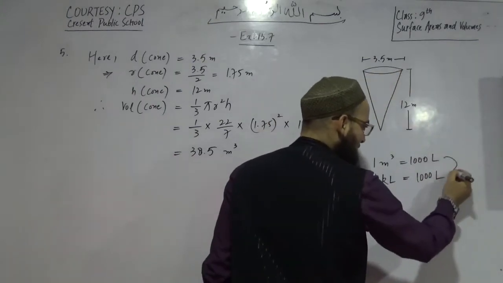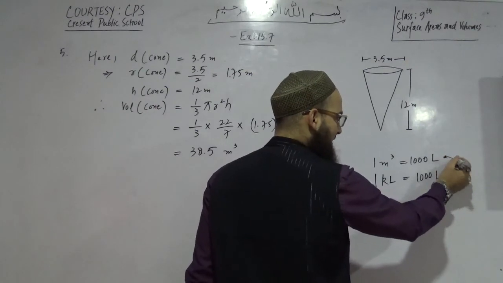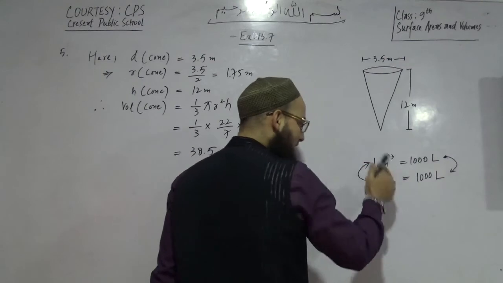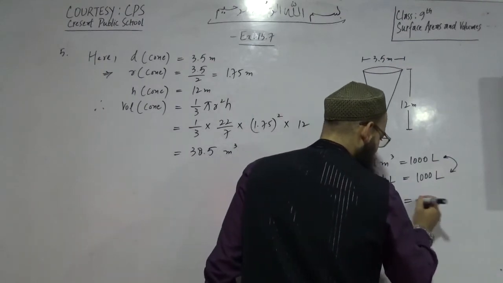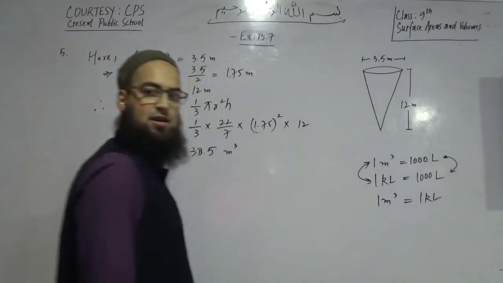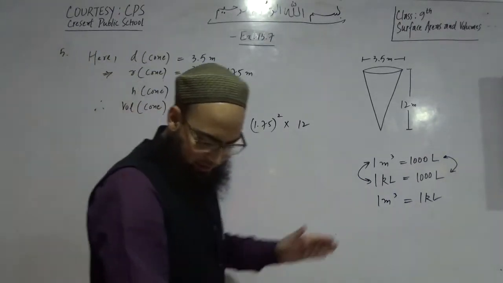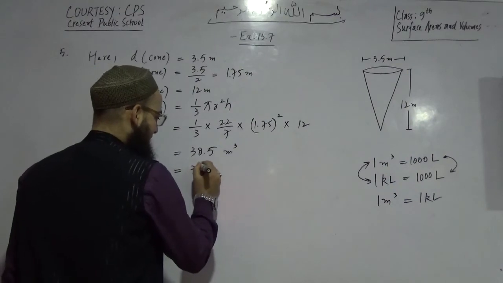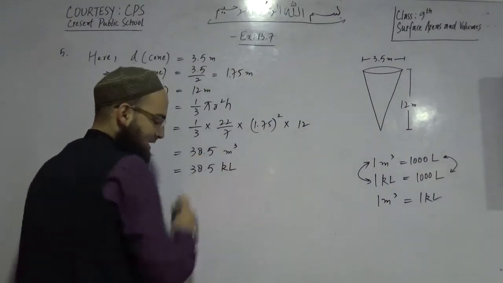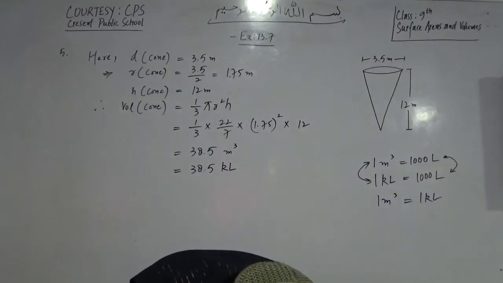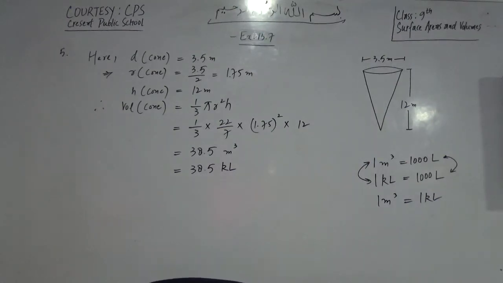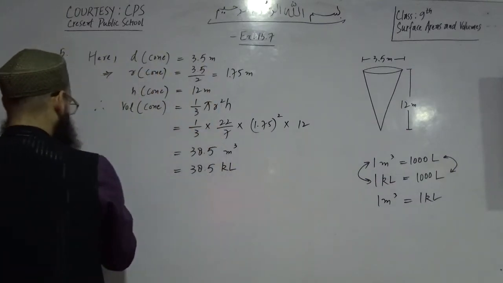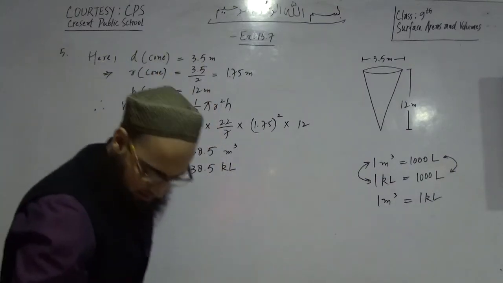Now, if you pay attention, this is exactly the same thing. So, what you got from here is that 1 cubic meter is nothing but 1 kiloliter. So that's the same thing. If you are going in kiloliters, that's the same thing. 38.5 cubic meters, or you can say 38.5 kiloliters, and that's your answer. Got it? Make a note.